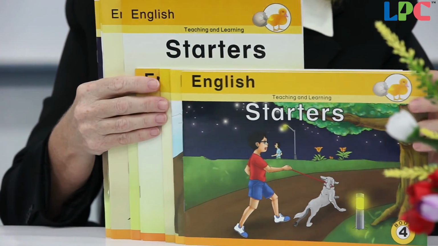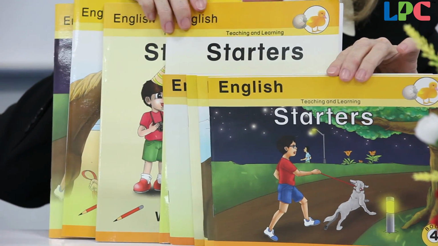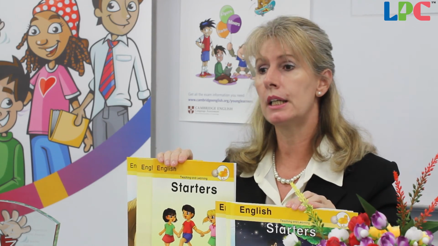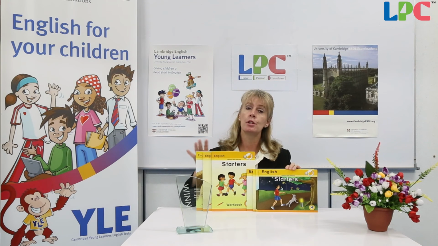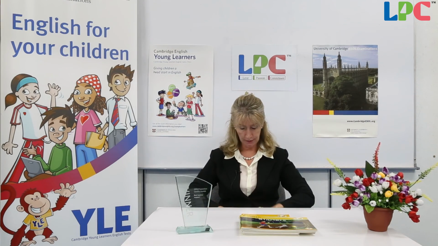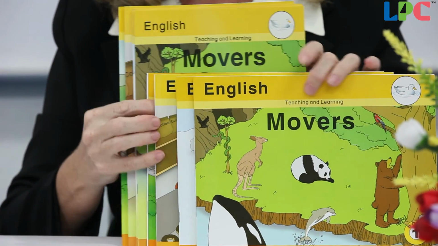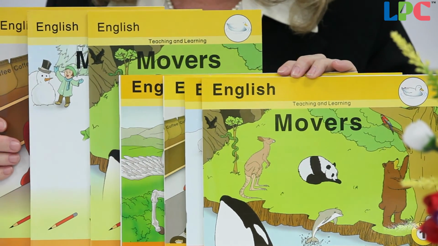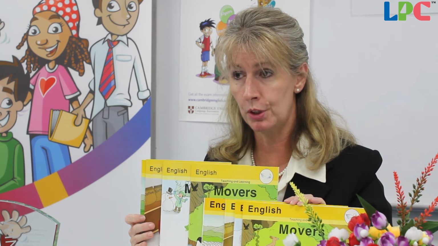I'm showing you now the starters. This is the starters series. These are the textbooks and these are the workbooks. This series of books contains 5 topics per book, which means a total of 20 topics per level. So this is the starters series. And here we have the Movers series. Okay? The structures in our mind maps, again, are taken from these books.